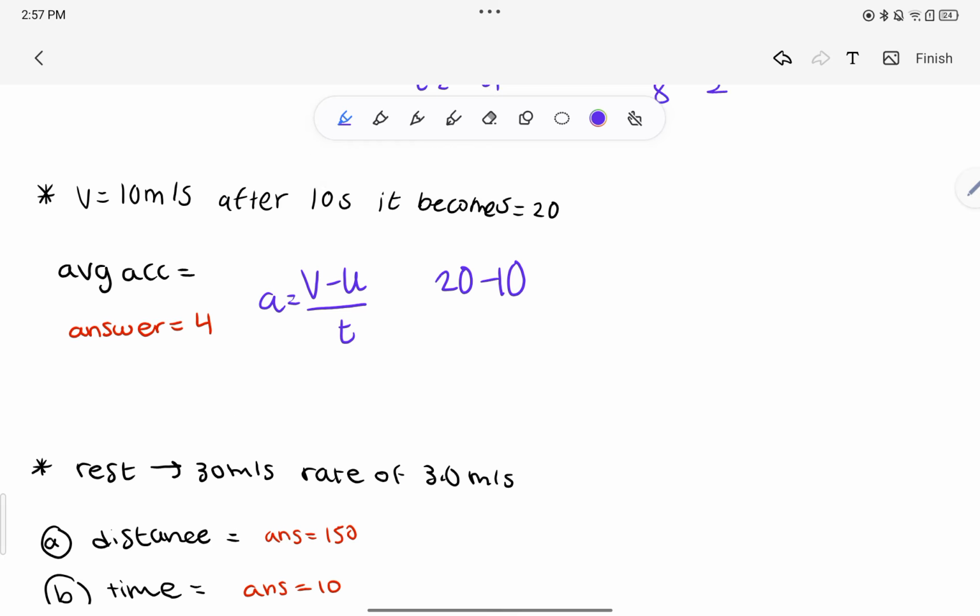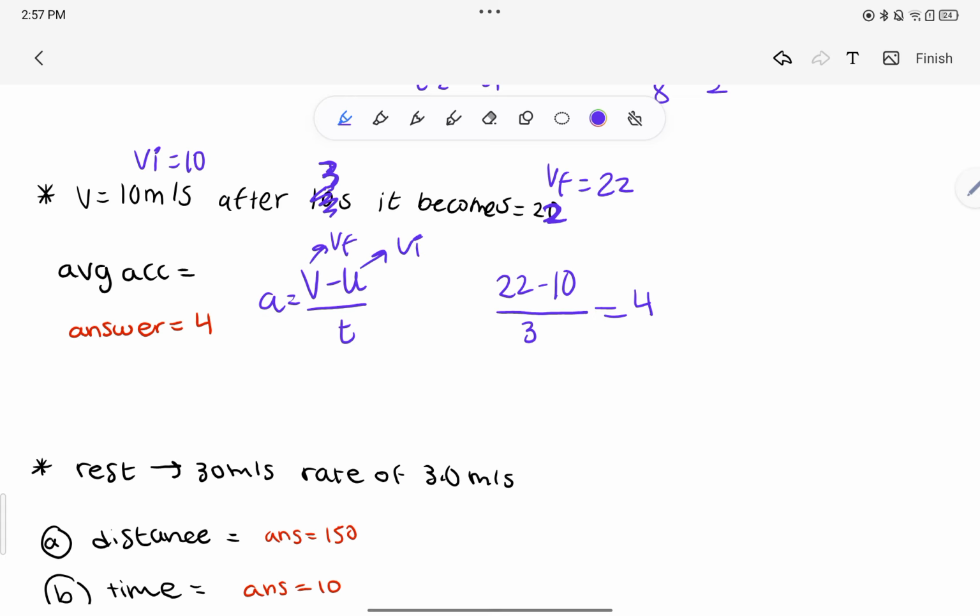Oh, guys, this is not after 10 seconds. This is 3 seconds. I wrote it down wrong. Over 3. Yeah, also this is 22. So first thing, it was initially at 10, finally at 22. So 22 minus 10 over 3, which is equal to 4. Guys, by the way, v we say is v final, and u is v initial.